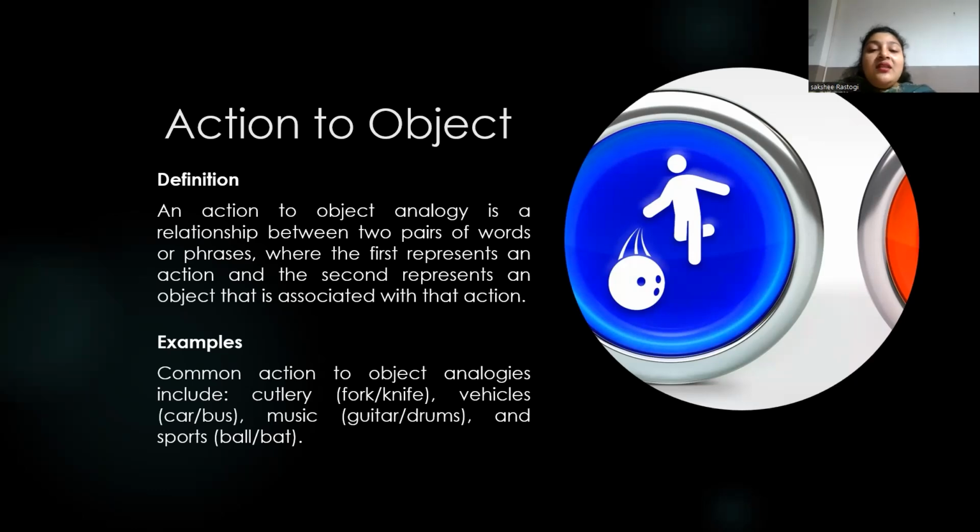So by recognizing the relationship between action and object, you can better understand how actions affect objects and how objects are impacted by actions. Examples of action to object analogies are cook is to recipe and build is to blueprint. Type is to keyboard and play is to guitar. Plant is to seed and write is to journal.